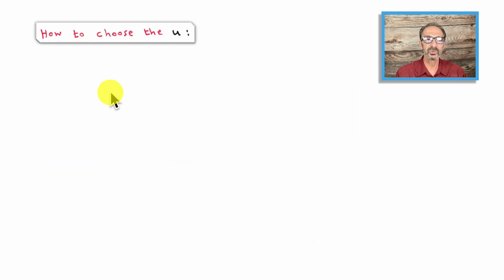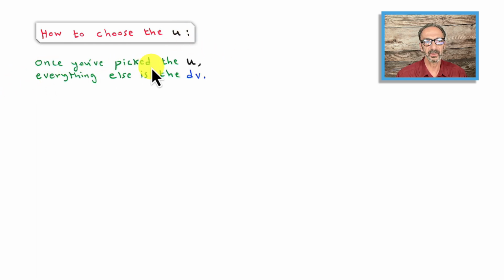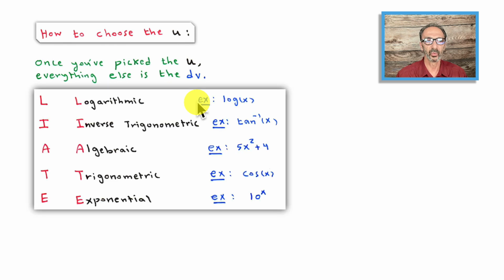Now, how to choose the part that is called u? This is mainly the practice that comes with integration by parts. You need to know which one to pick for u, and the rest will be dv. Once you have picked the u part, everything else is going to be called dv. Here's a quick note to help you remember what is u and what is dv.